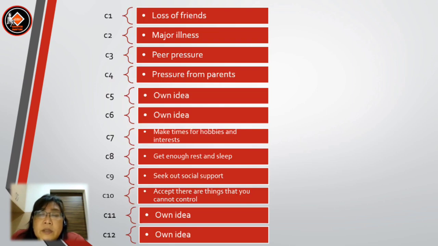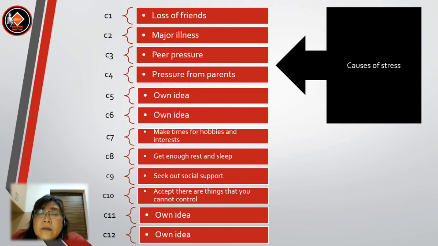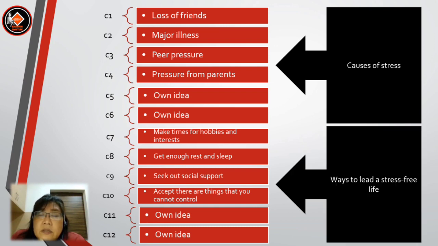Next, make sure that you label all the content points. So C1 will be loss of friends, C2 major illness, C3 peer pressure, C4 pressure from parents, C5 own idea, C6 own idea, C7 make time for hobbies and interests, C8 get enough rest and sleep, C9 seek out social support, C10 accept there are things that you cannot control, C11 own idea, and C12 is also own idea. Okay, C1 to C6 are causes of stress, and C7 to C12 are ways to lead a stress-free life.